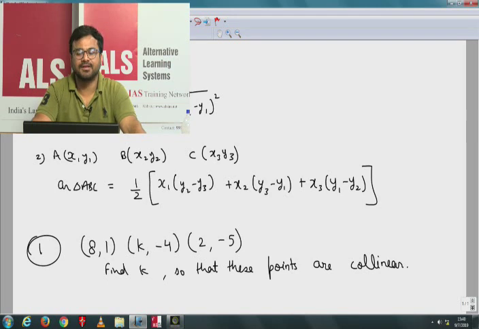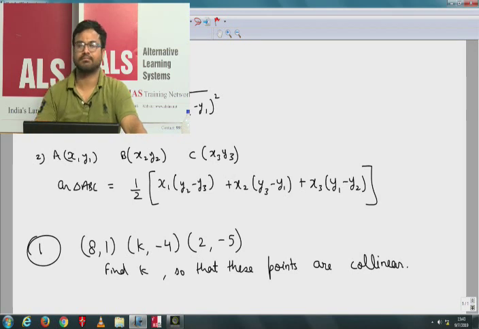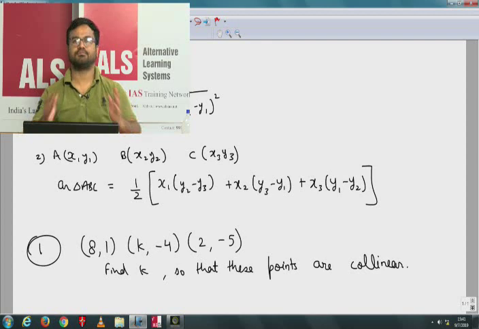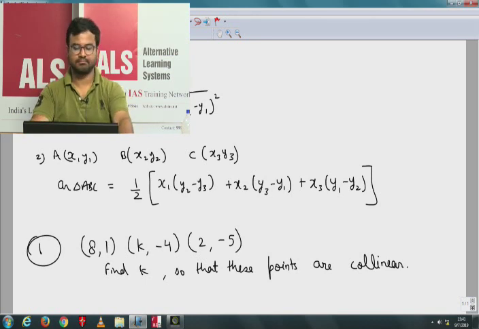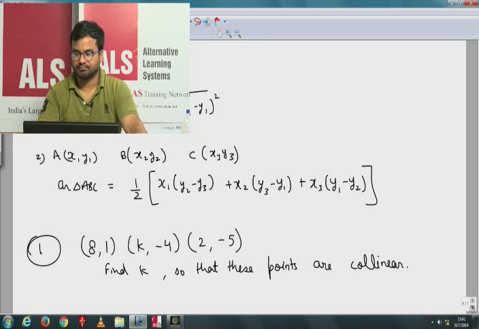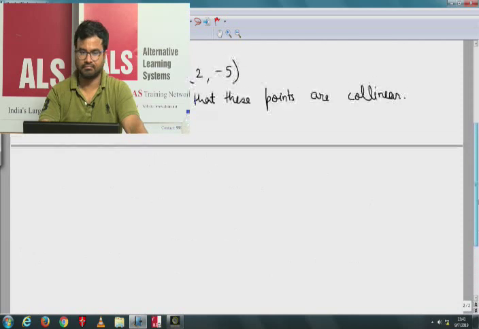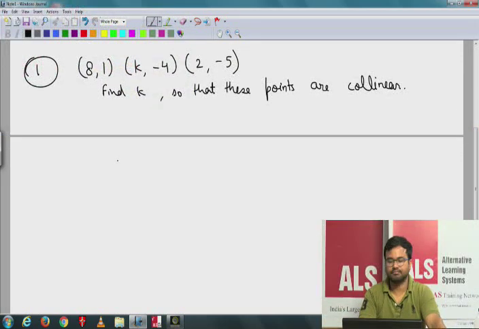Try this question, all of you. Find the value of k so that the 3 points are collinear. Give your responses fast.